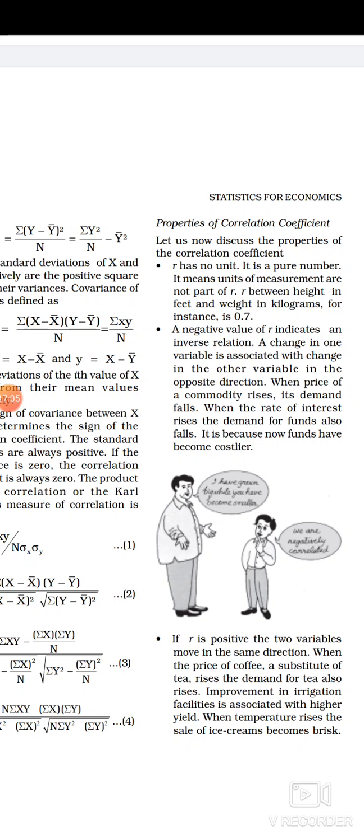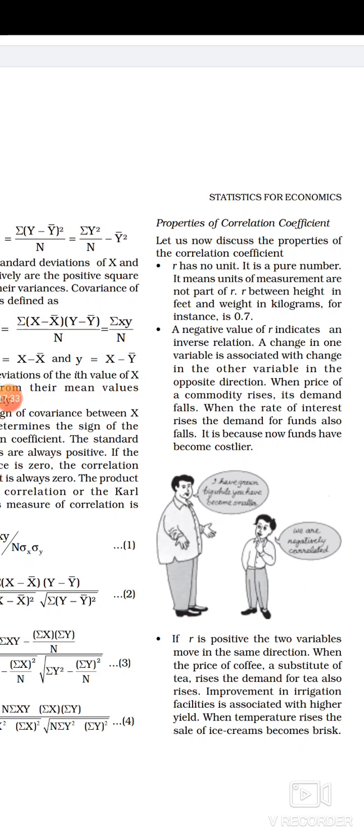A negative value of r indicates an inverse relationship. A change in one variable is associated with a change in the other variable in the opposite direction. When the price of a commodity rises, its demand falls. When the rate of interest rises, the demand for funds also falls, because funds have become costlier.